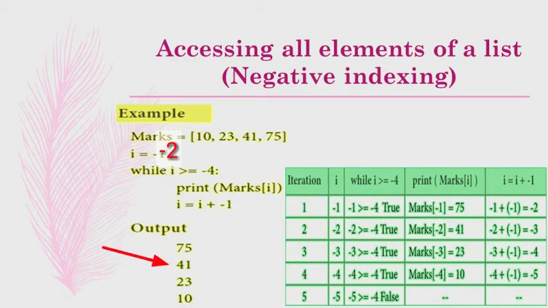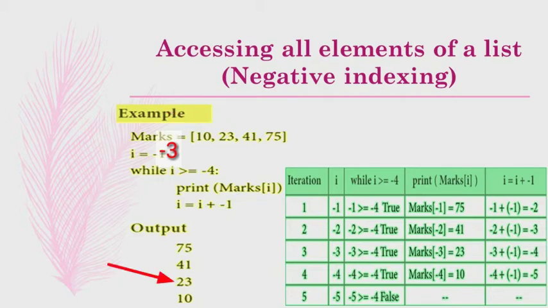Okay, next, again update the value. So I is equal to I minus 1. I value is what? Minus 2. Minus 2 minus 1 means what? Minus 3. So this I becomes minus 3. Again check the condition. Minus 3 is greater than or equal to minus 4. Minus 3 is greater than minus 4. So this condition also true. So print marks of minus 3. What is the value? 23.